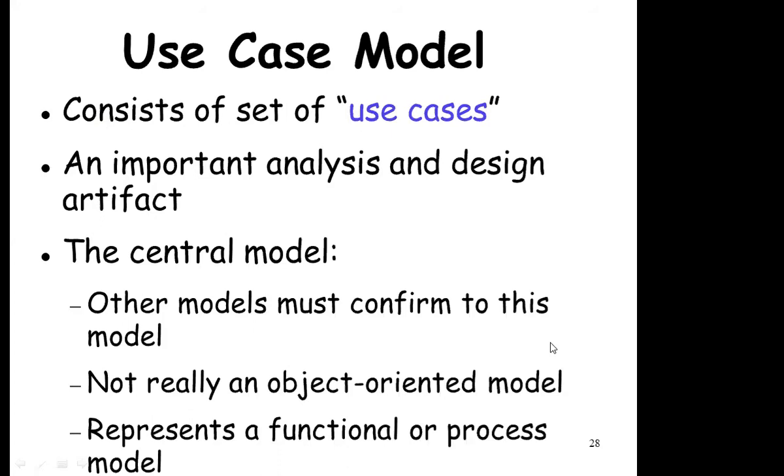The use case model consists of different types of use cases, because the same system has different types of use cases, because we have different types of users. So all the users do not use the system in the same manner. Different users use the same system in a different manner. So therefore, we have different types of use cases or different types of use case diagrams, because the same system is used by different types of users in a different manner.